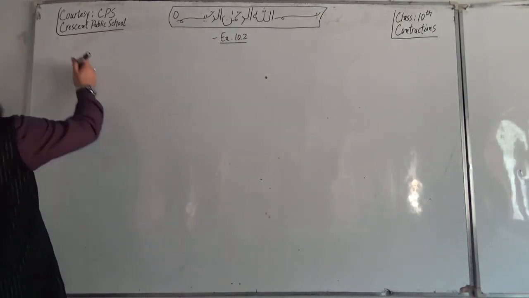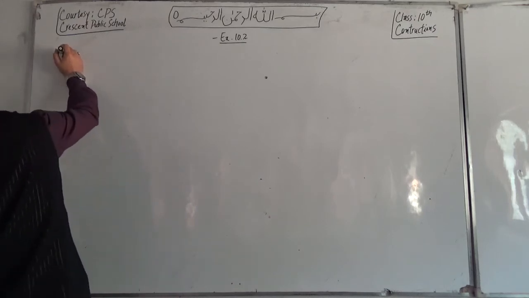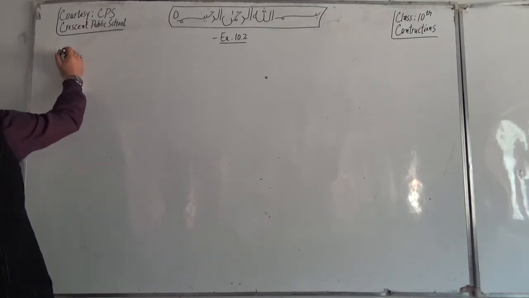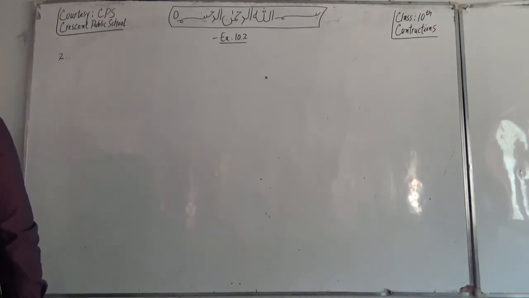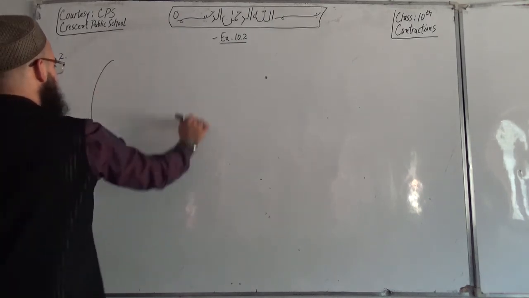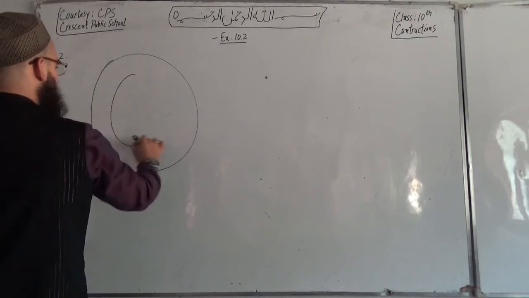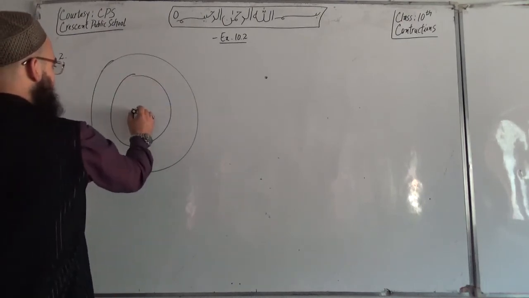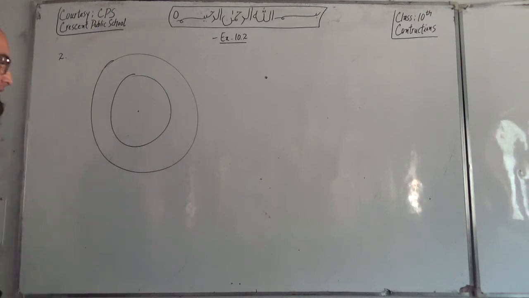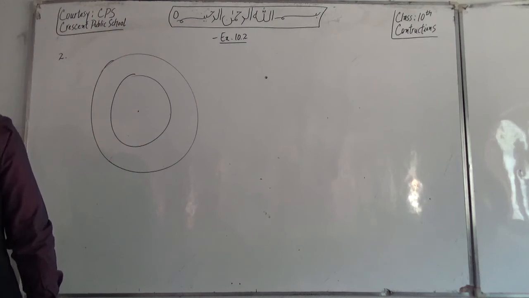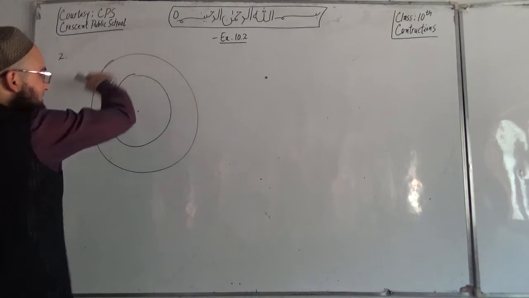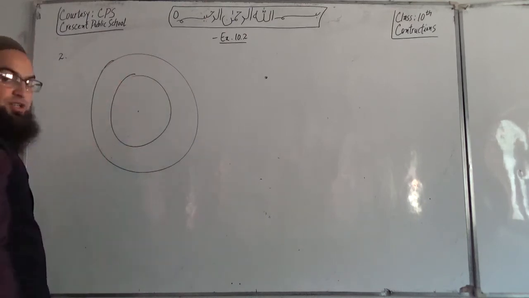Then let us have question number 2. Question number 2 says, construct a tangent to a circle of radius 4 cm from a point on the concentric circle of radius 6 cm. Concentric circles are circles with the same center. The bigger one is of radius 6 cm and the smaller one is of radius 4 cm.